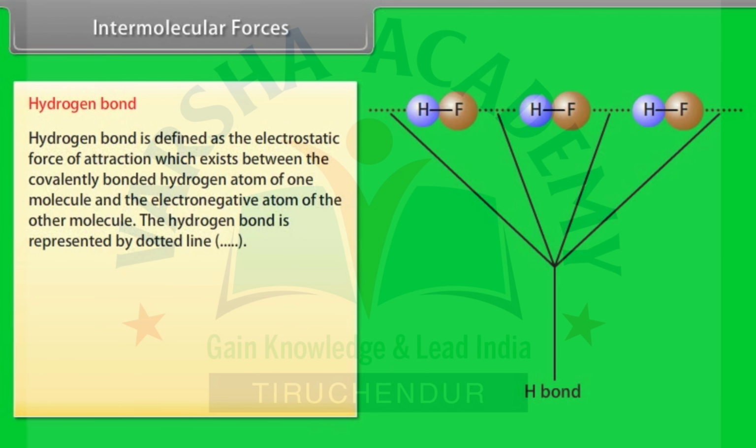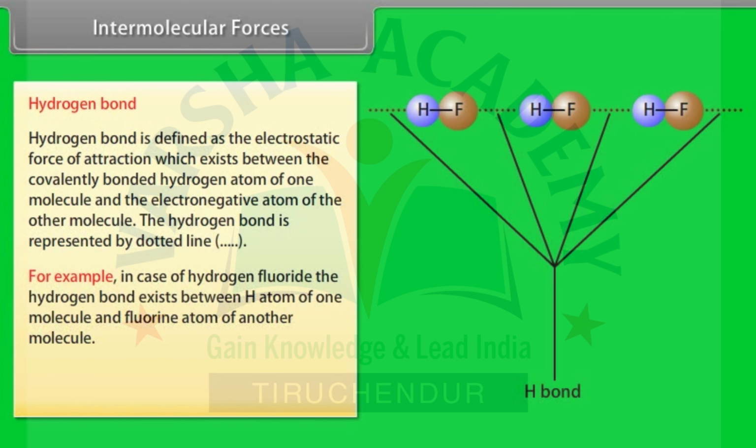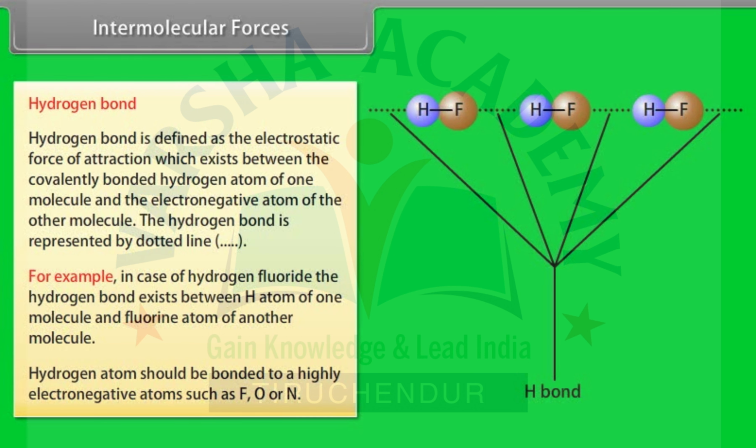Hydrogen bond. Hydrogen bond is defined as the electrostatic force of attraction which exists between the covalently bonded hydrogen atom of one molecule and the electronegative atom of the other molecule. The hydrogen bond is represented by a dotted line. For example, in hydrogen fluoride, the hydrogen bond exists between the H atom of one molecule and the fluorine atom of another molecule. The hydrogen atom should be bonded to a highly electronegative atom such as fluorine, oxygen or nitrogen. The larger the electronegativity of the other atom, the greater is the strength of the hydrogen bond.